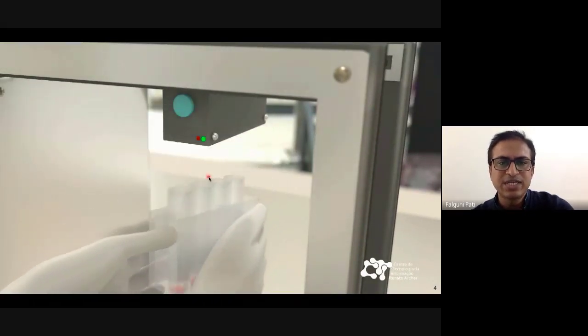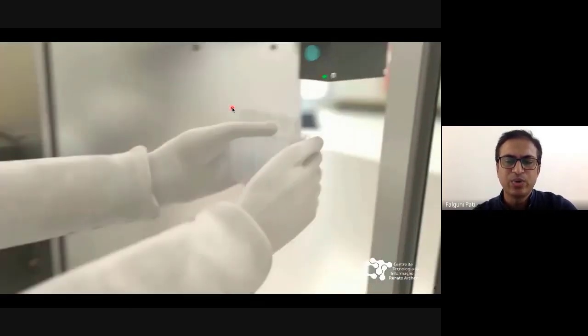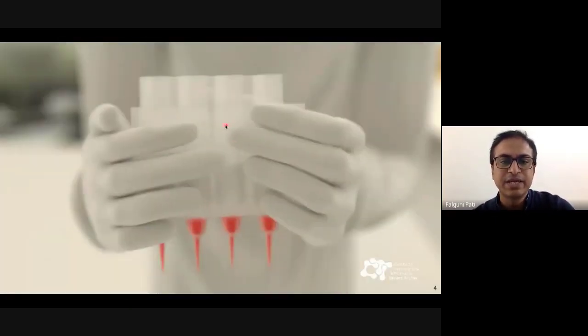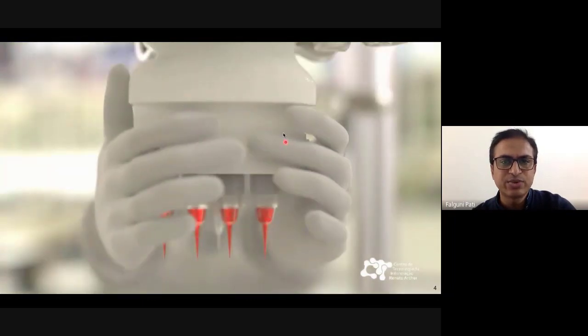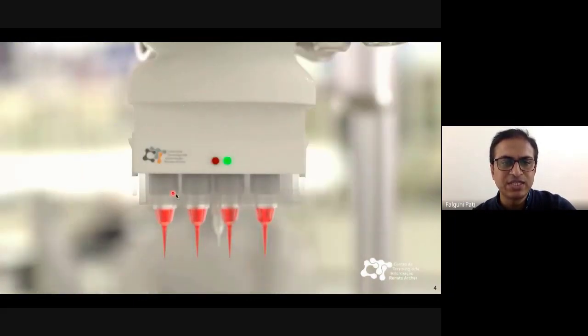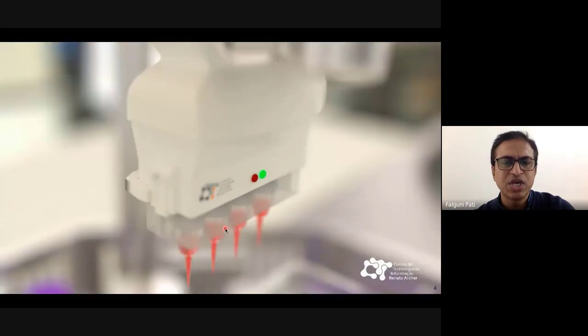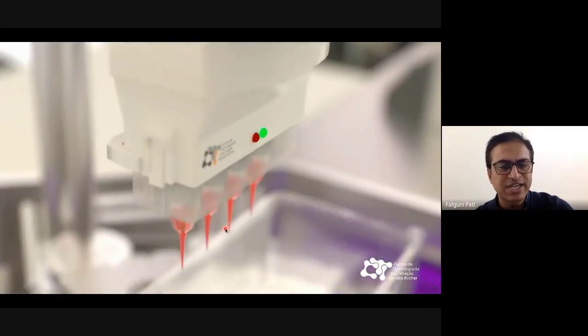Like here, what is that? This is the bioprinting head. Here, these are the different nozzles where we can actually load different bioinks, and different bioinks can be loaded in different printers. Suppose we want to print 3 different cells, so that can be done differently.